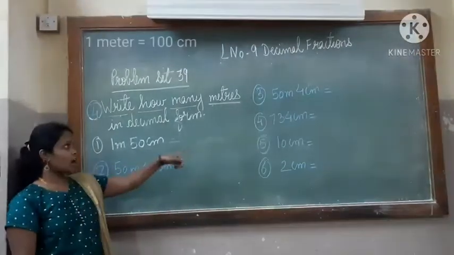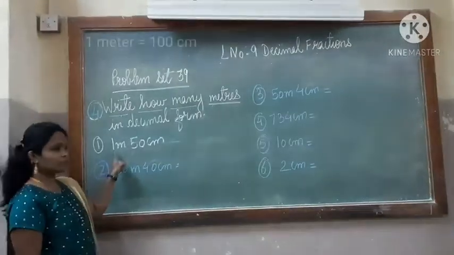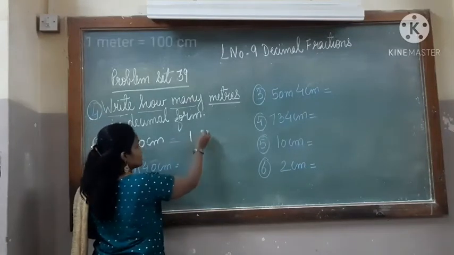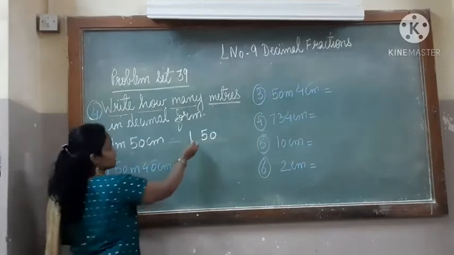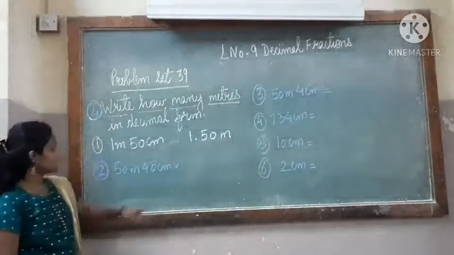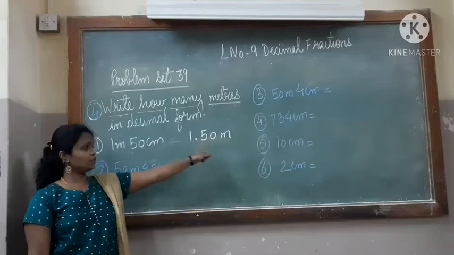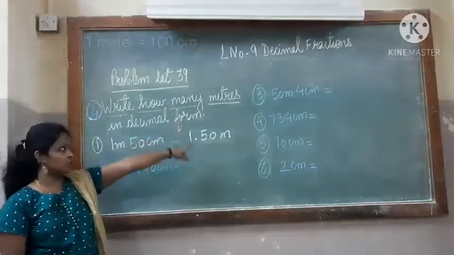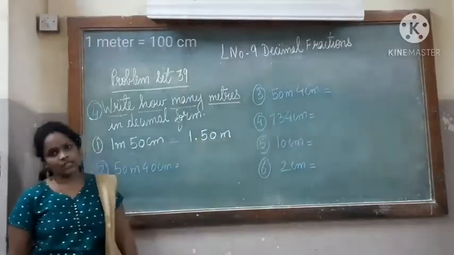Now in this question you have to write the meters in decimal form. So how are you going to write here? First one is 1 meter 50 centimeter. Again write 1 and 50, and between the meter and centimeter put the decimal point and write meter. That is 1.50 meters because they are asking us to convert into meters. So I wrote 1.50 meter in decimal form.